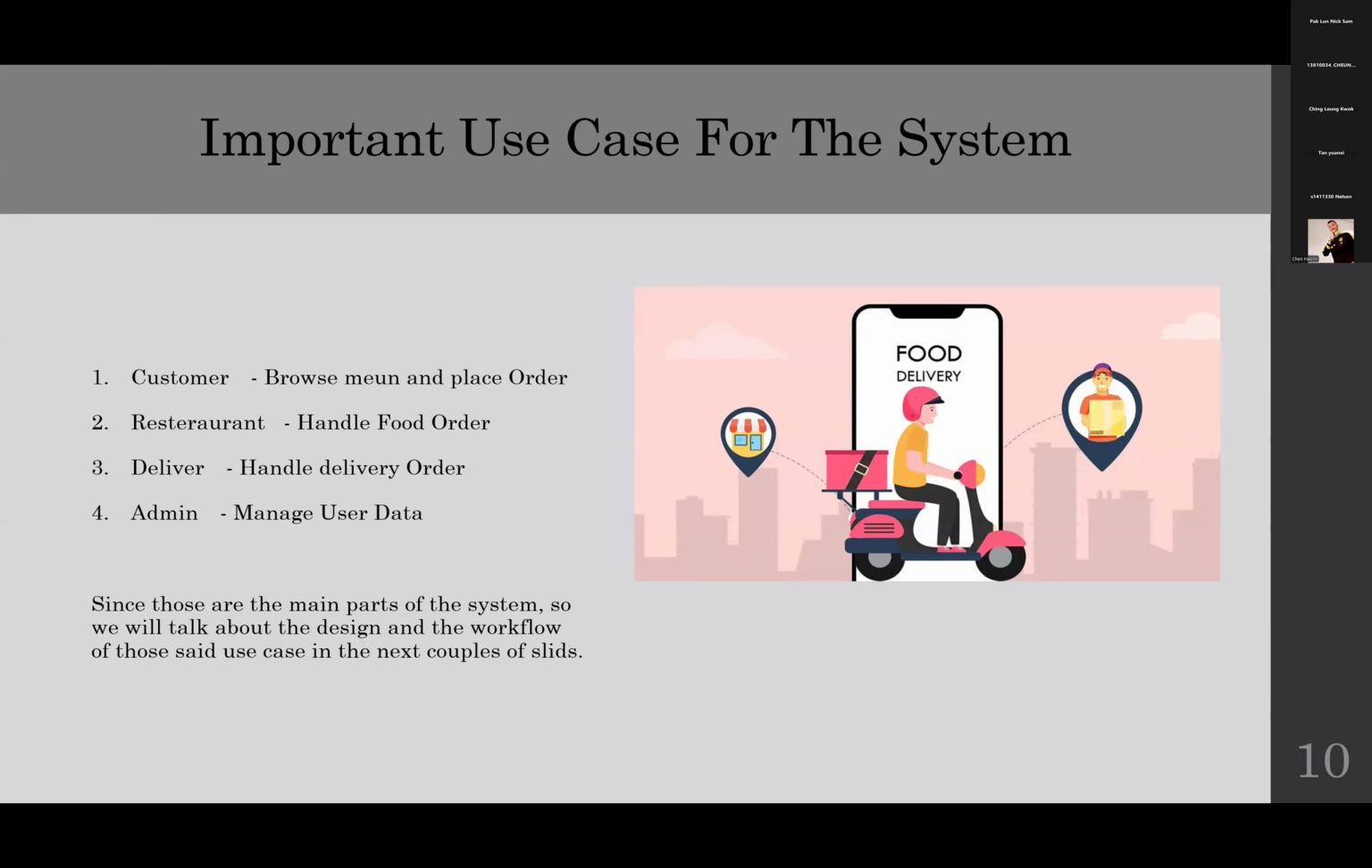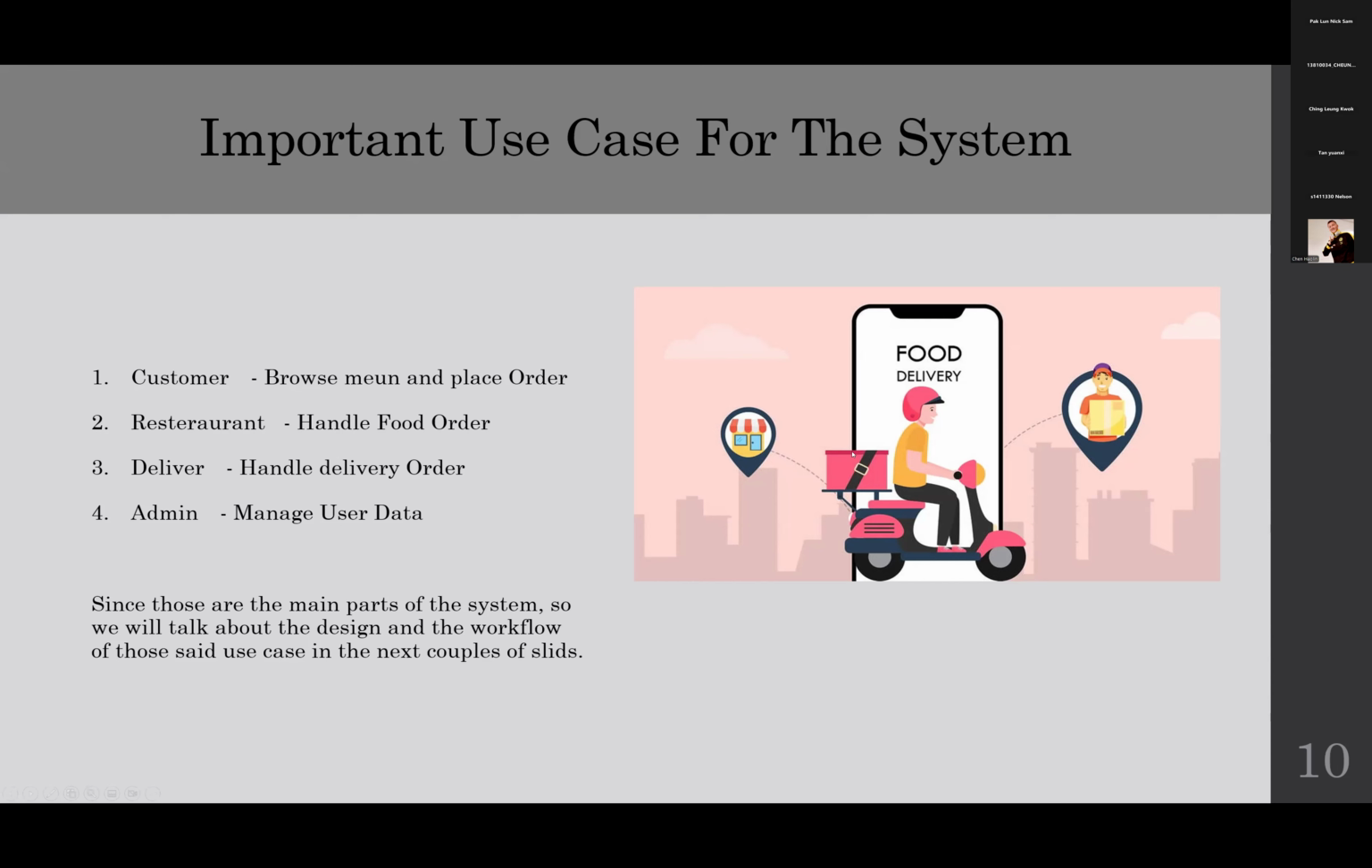And for the restaurant, the most important use case for them is how to handle the food order once they receive an order from a customer and how they can contact the deliveryman to ask them to pick it up and deliver to the customer. And for the deliverer, the important use case for them will be how to handle the delivery order. And finally, for the admin role, what they need is how to manage different users' data. Since those are the main parts of the system, we will talk about the design and the workflow of those use cases in the next couple of slides.